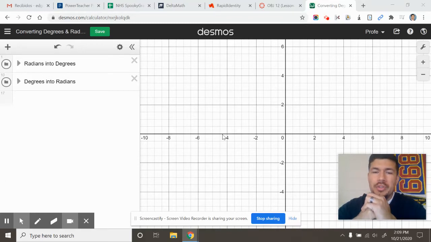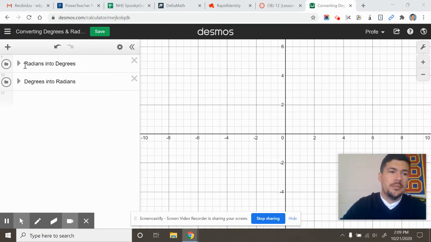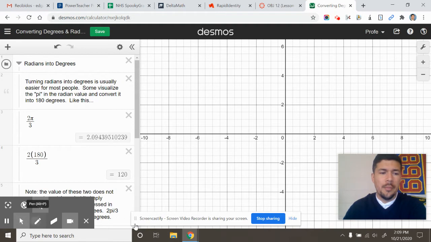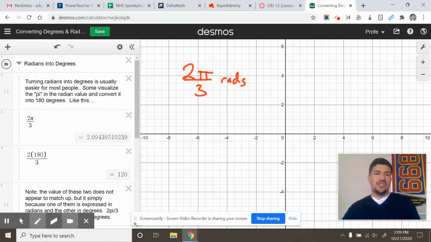Hey everyone, we're going to end this week with a quick lesson on how to turn degrees into radians and how to turn radians back into degrees. All right, so we've been over this, and for most people these conversions are simple. When you look at something like 2 pi over 3 radians, a lot of times people don't even write radians. You automatically assume that 2 pi over 3 is radians because of the pi, right?